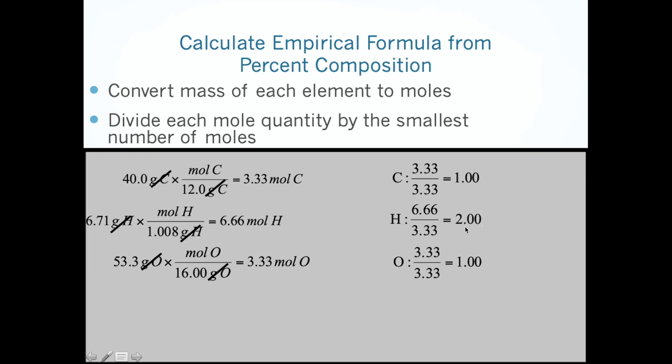Now, by the way, if you had 6.71 here and you divide by 3.33, you're not going to get 2 exactly. You're going to get a little bit more than 2, but it's really close to 2, so it's probably close enough that you could round it off to 2. And then, of course, with our last one, 3.33, when we divide that by 3.33, we get 1 mole of oxygen.